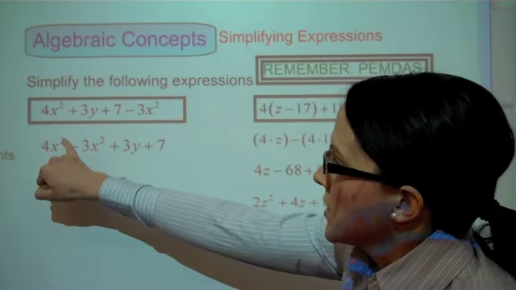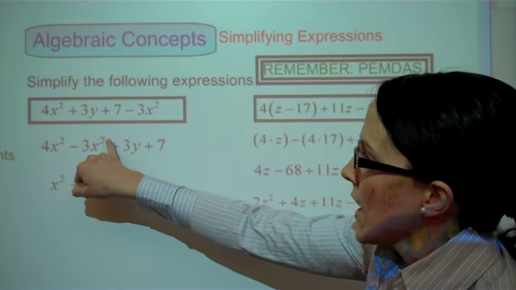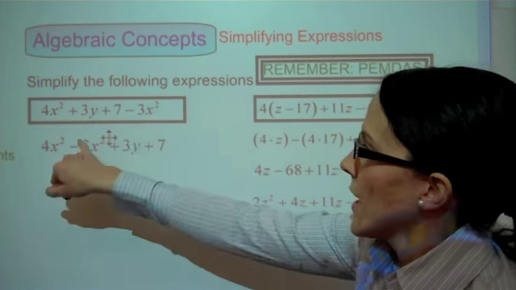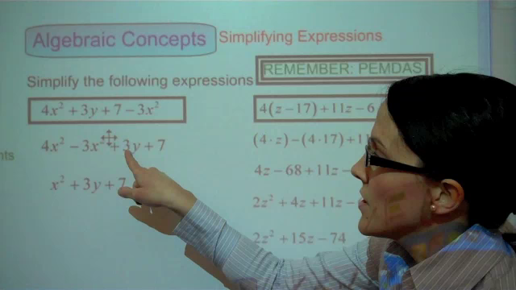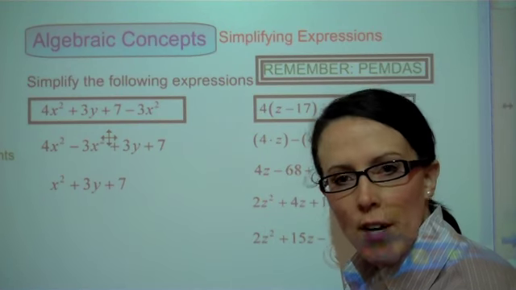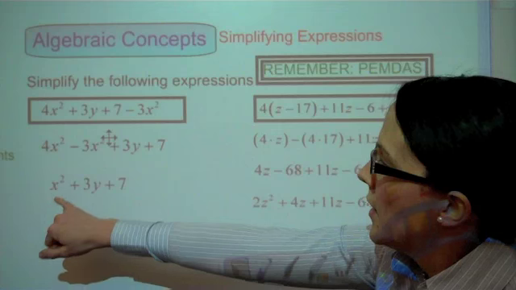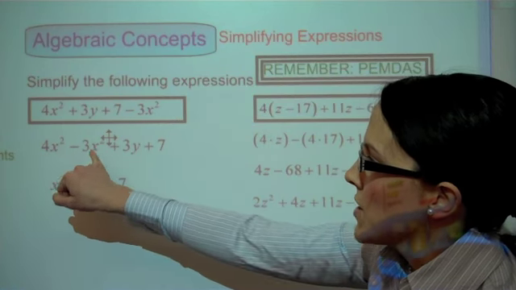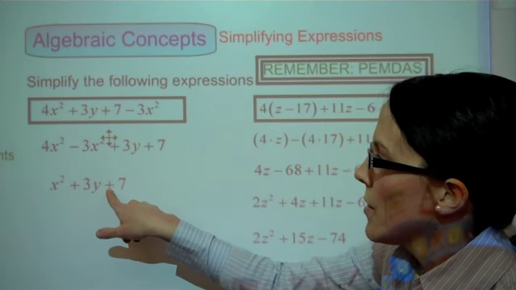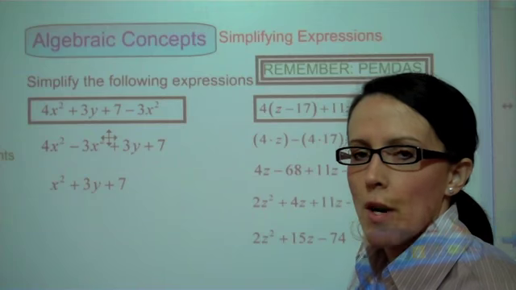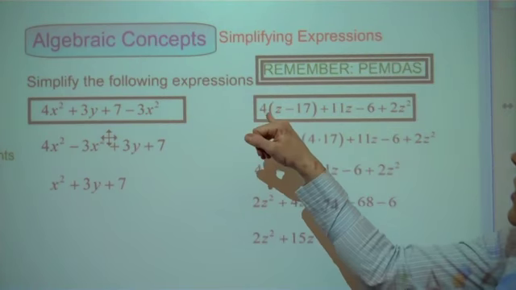So we can have 4x squared minus 3x squared. We're going to bring the 3x down near here so we have x squared next to each other, plus 3y plus 7. Can we simplify that further? Absolutely. 4x squared minus 3x squared is x squared plus 3y plus 7, and we just brought the rest of the equation down.